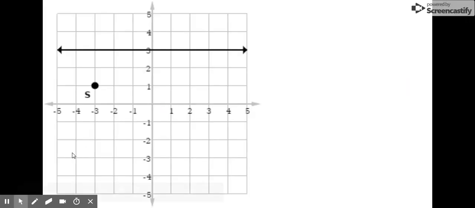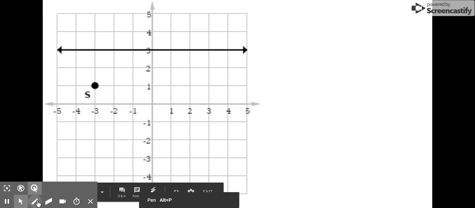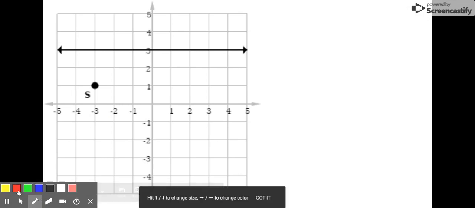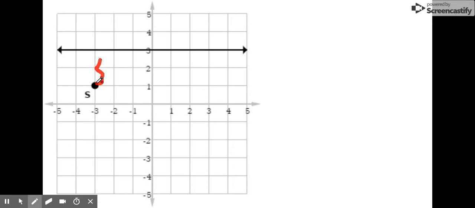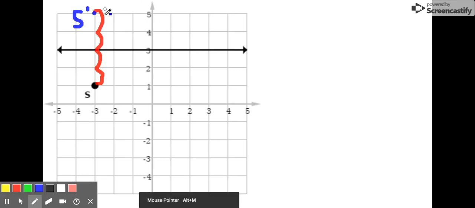When you're reflecting over a horizontal or a vertical line, it is pretty much as easy as just counting the spaces. So over here with S, we're reflecting over this line right here, y equals 3. So we're just going to count 1, 2, and then go 2 more units in the other direction, so that we're 2 units away from the axis of symmetry. So up 2. So S prime is located at (-3, 5).